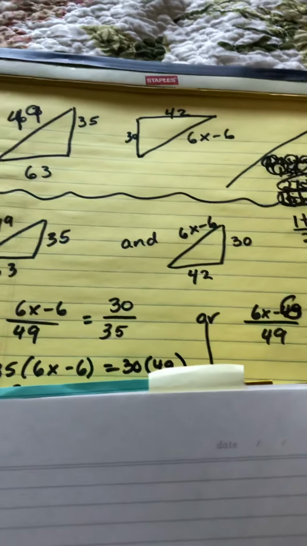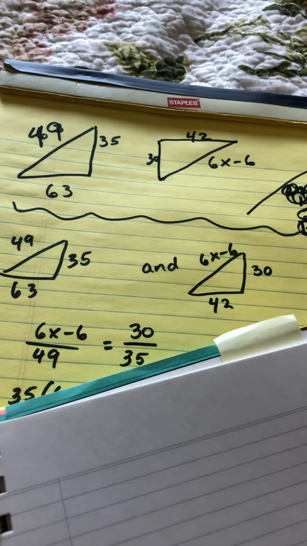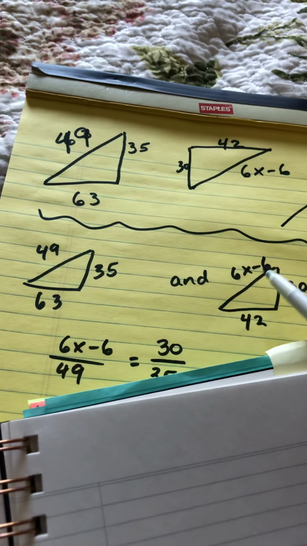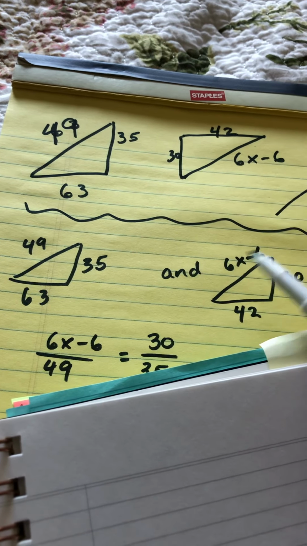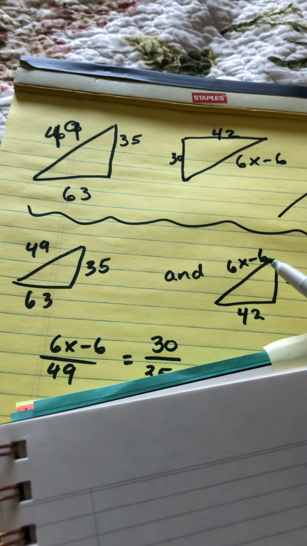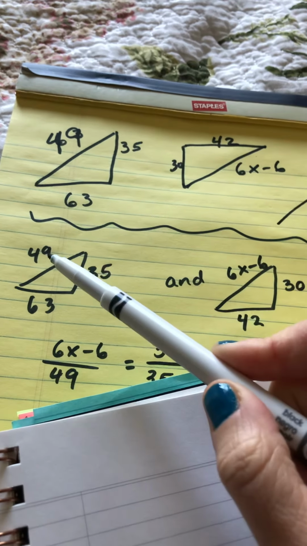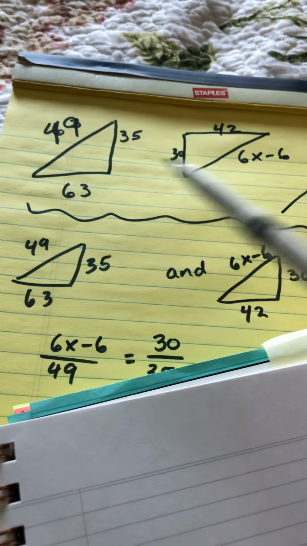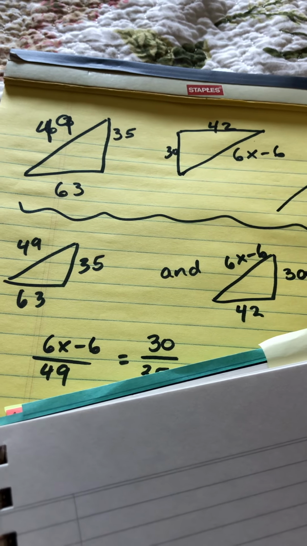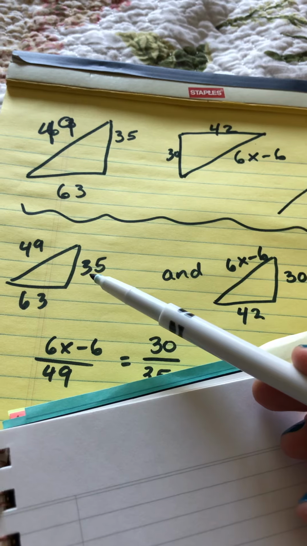So I'm going to go down. I've set a proportion here where I'm starting with my x because I know I'm going to need that somewhere in here because I'm solving for x. So 6x minus 6 is compared to 49. Now in my case, I also did 30 compared to 35.